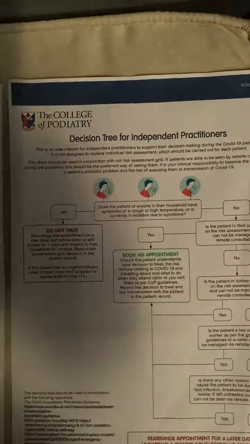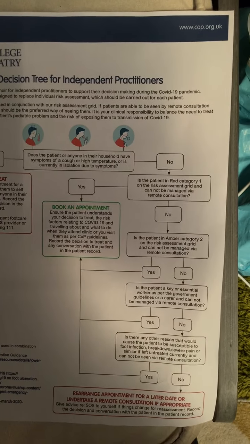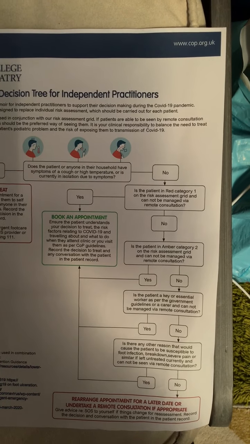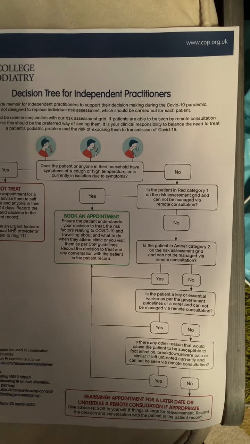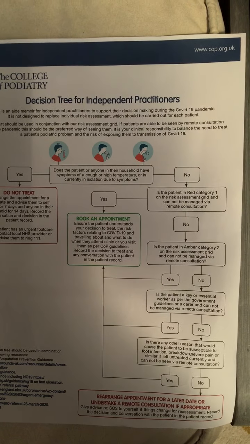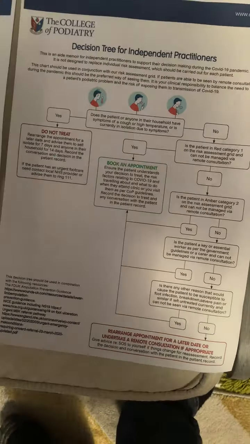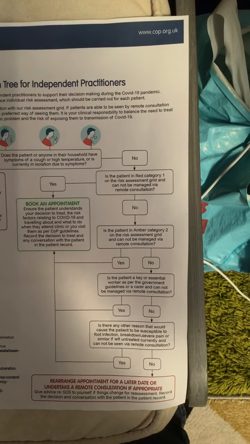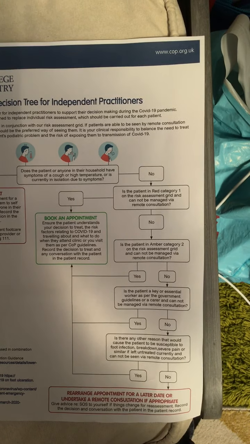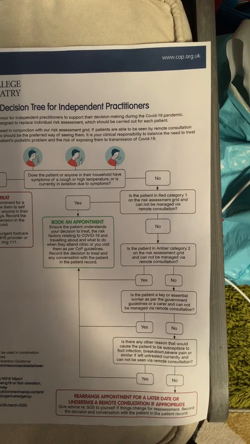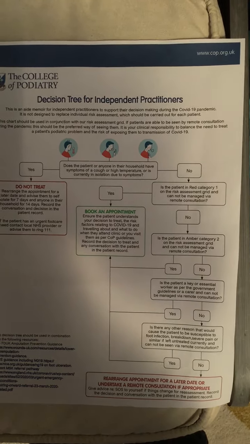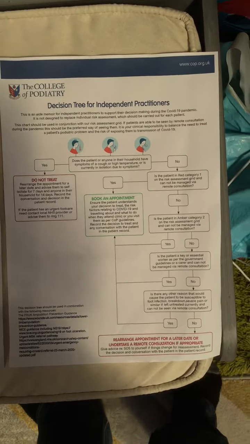And then they give you a decision tree which you work through, but you can see right at the beginning there you screen out the people that are going to be a hazard to us and to other people if they came to our clinic, those people with infection or being in the presence of people with COVID infection. You can see at the bottom it says if there's any other reason that would cause the patient to be susceptible to foot infection, breakdown, severe pain or similar if left untreated currently and cannot be seen via remote consultation. I think that leaves a lot to our own discretion, which I think is very good.